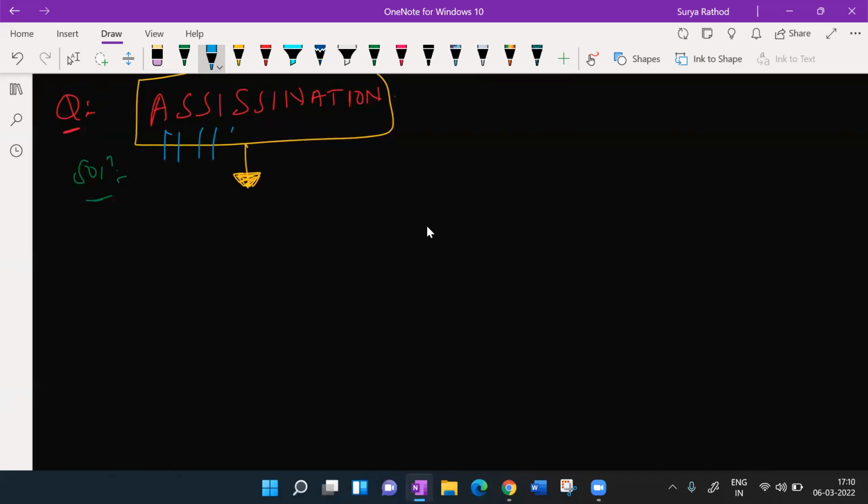These are the letters, right? All these are letters. How many letters do I have in total here? Total 13 letters: 1, 2, 3, 4, 5, 6, 7, 8, 9, 10, 11, 12, 13. By using these 13 letters, how many words can you form? That is the question.